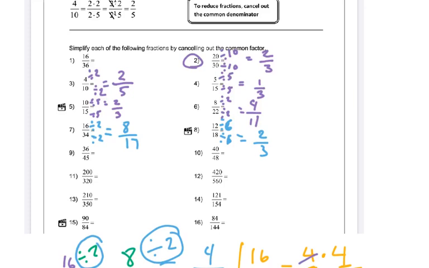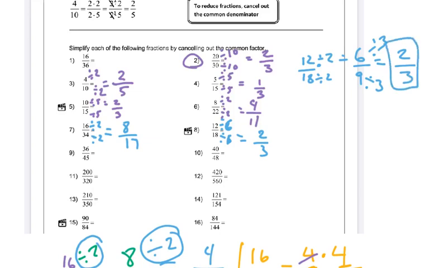But I want you to notice that if you wanted to, you could do 2, and then you could do 3, and that would work as well. Okay, so I'm going to change the color again. Number 9, these are both divisible by, well, 9. And this is going to break down to 4 over 5.